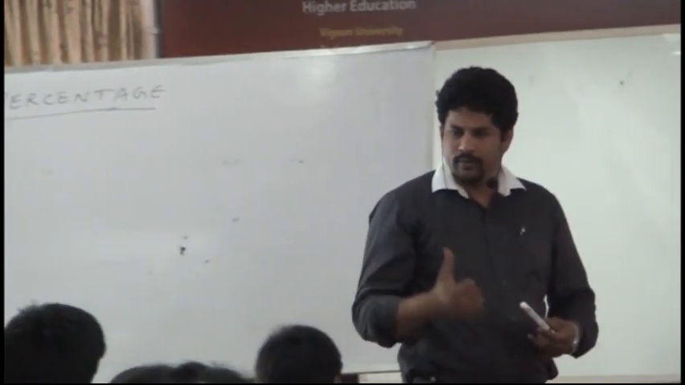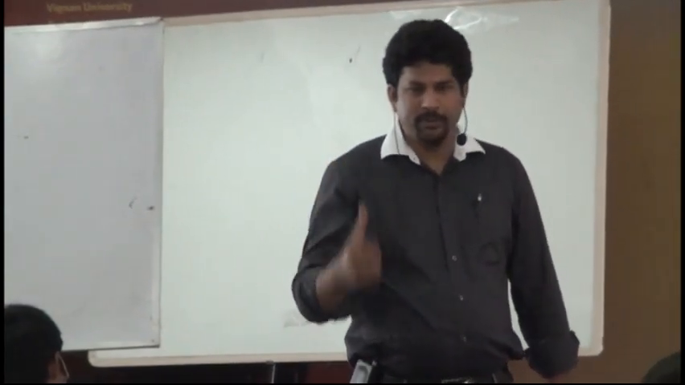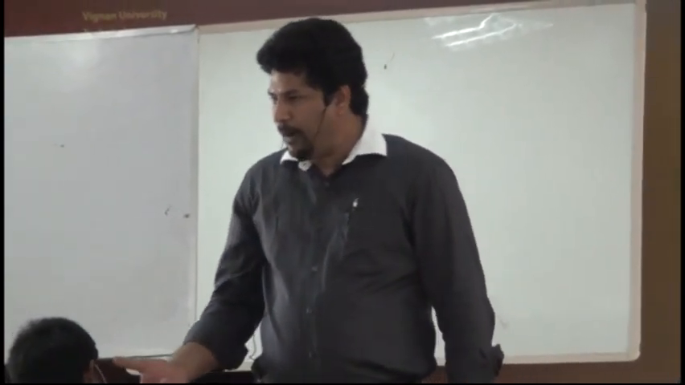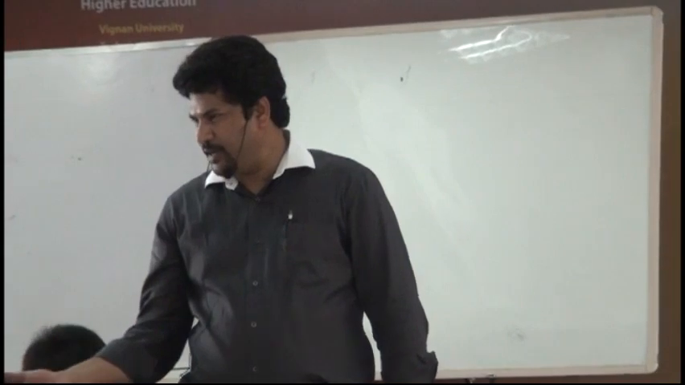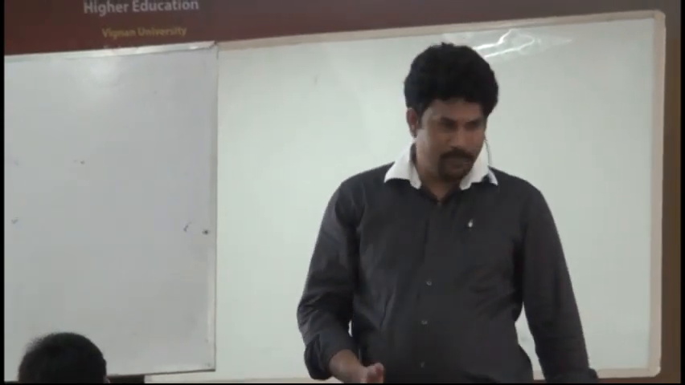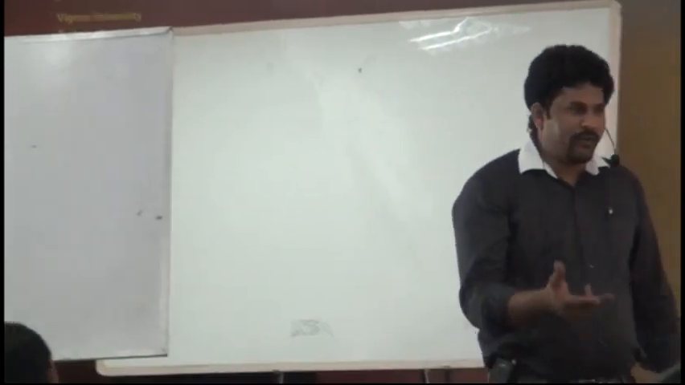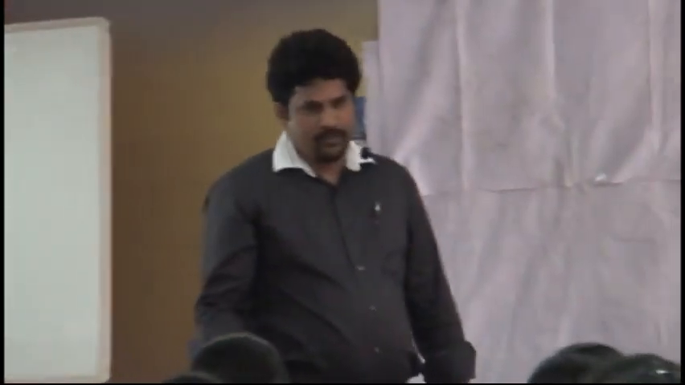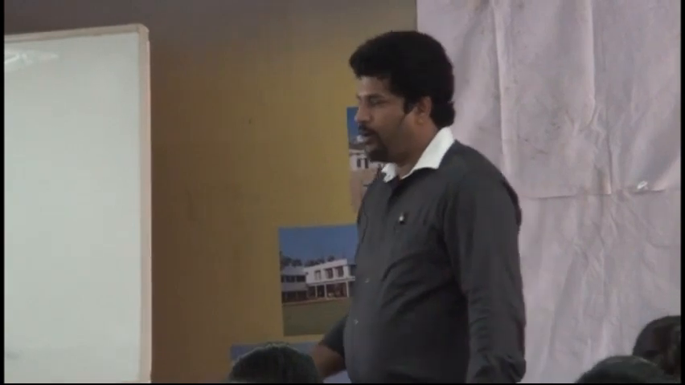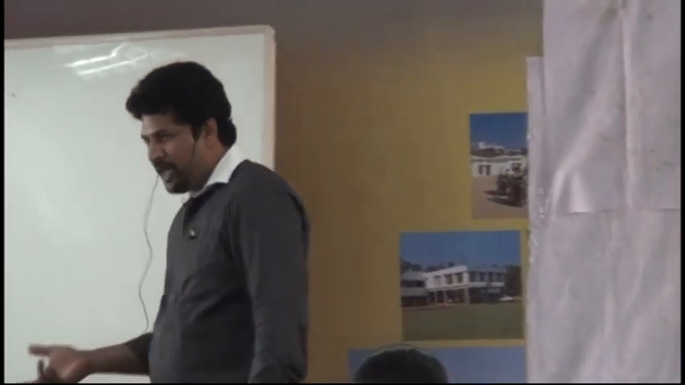What do you mean? What do you understand by percentage? Per cent. Cent is 100. Percent: per 100, out of 100. If you calculate something out of 100, it is called percentage. Now, why do we calculate out of 100?